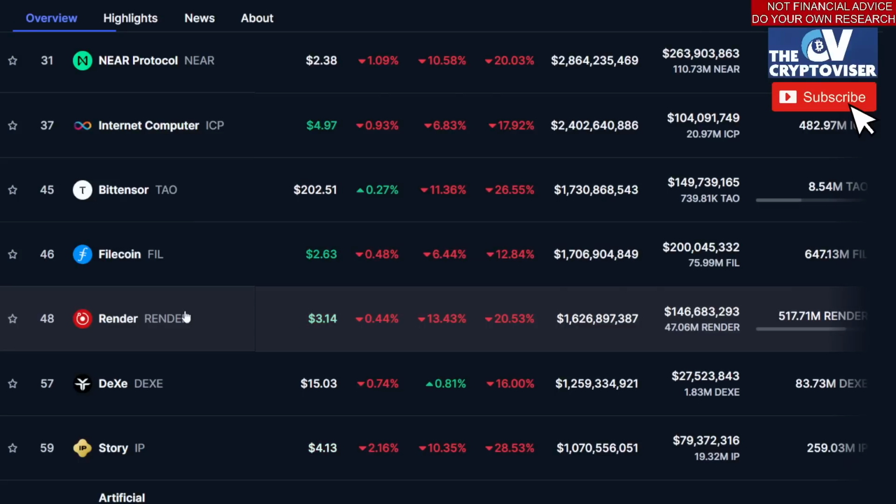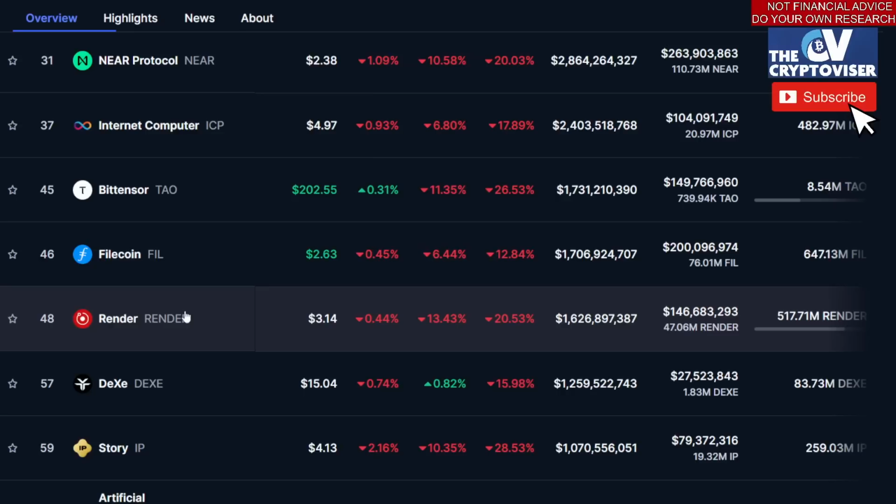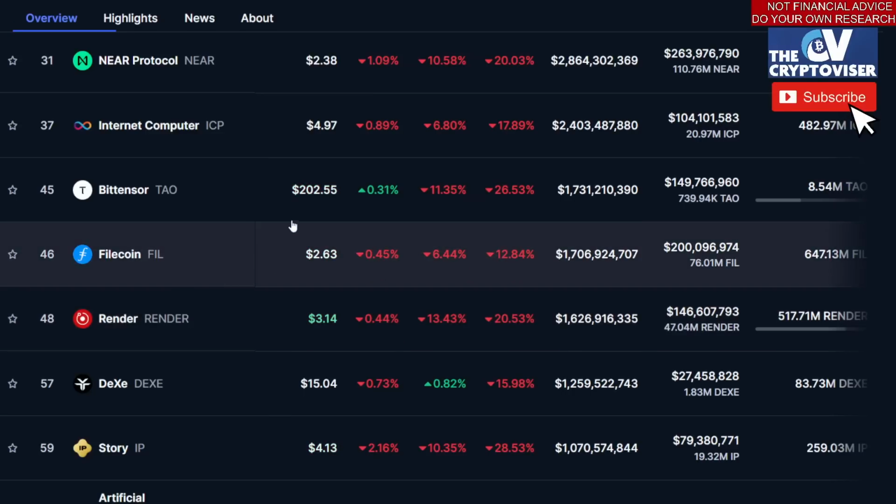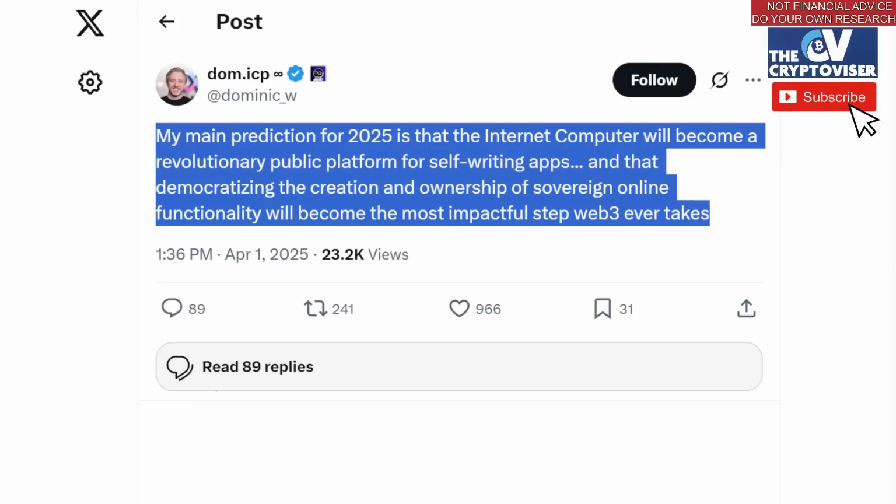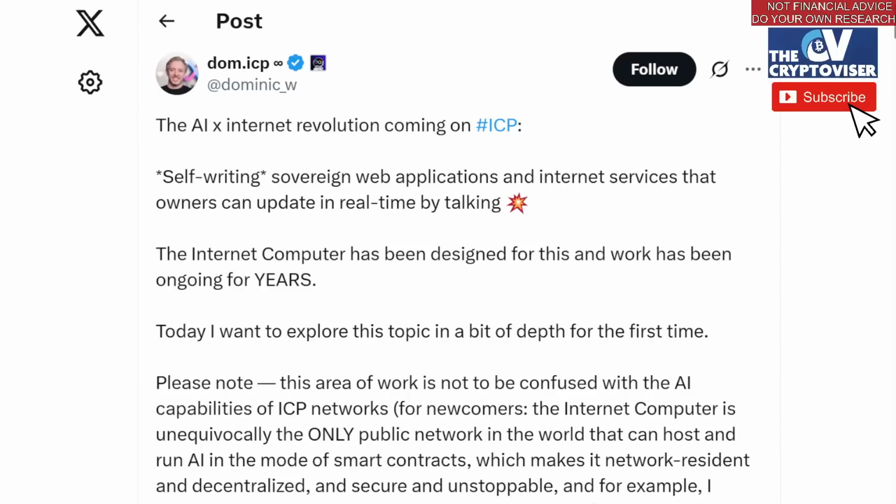And effectively, Internet Computer is going to become like coding as a service, right? Create your own financial application as a service. Create your own app as a service. Code as a service. This is where Internet Computer is going. And I believe it's already become what Dominic wants it to be.